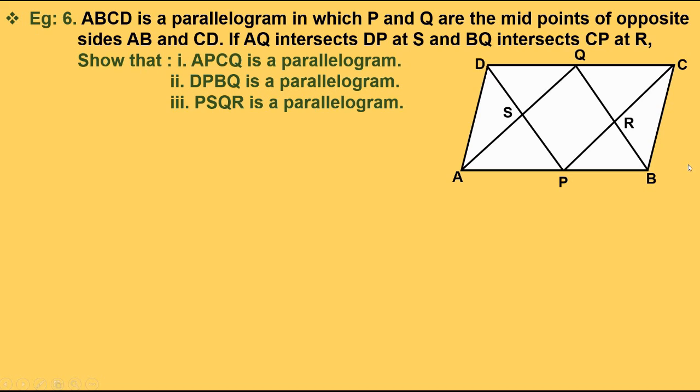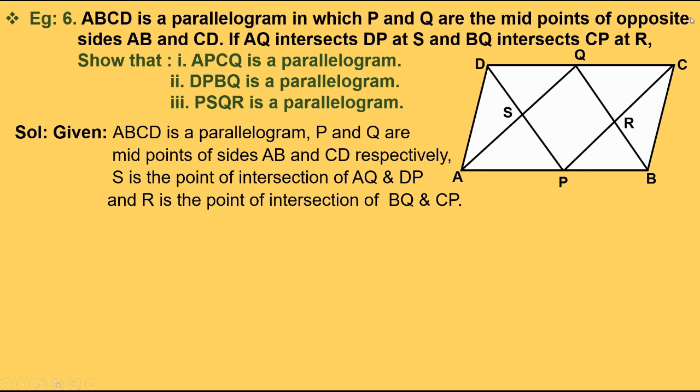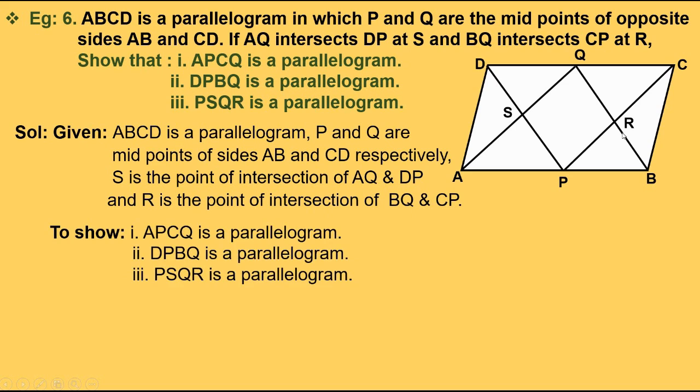The solution given: ABCD is a parallelogram. P and Q are the midpoints of sides AB and CD respectively. S is the point of intersection of AQ and DP, and R is the point of intersection of BQ and CP. We need to show that APCQ is a parallelogram, DPBQ is a parallelogram, and PSQR is a parallelogram.